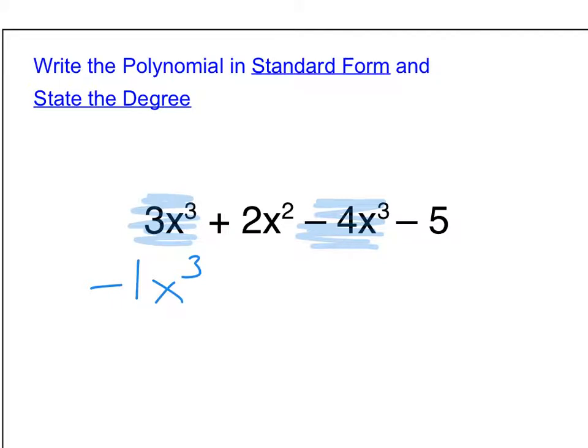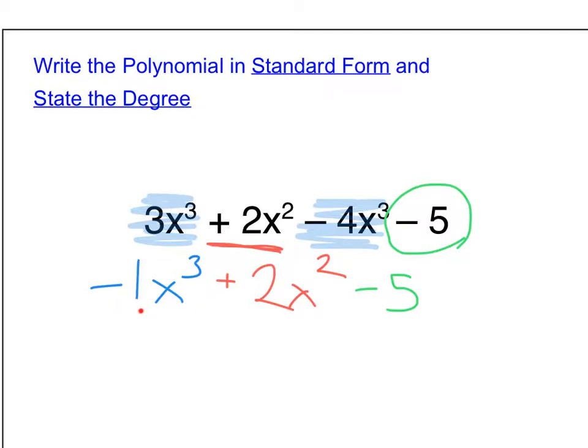And then I see this plus 2x squared. Well, there's no other coefficient that has an x squared behind it, so that's just going to come down. And then to finish, I see this constant of negative 5. That negative 5 can't combine with anything. Now this is in standard form because you need the biggest degree listed first, and then you move down to the next smaller degree and you end with a constant. So I think this one is ready to go, and it is going to have a degree of 3 because of the 3 terms, 3 is the biggest degree.